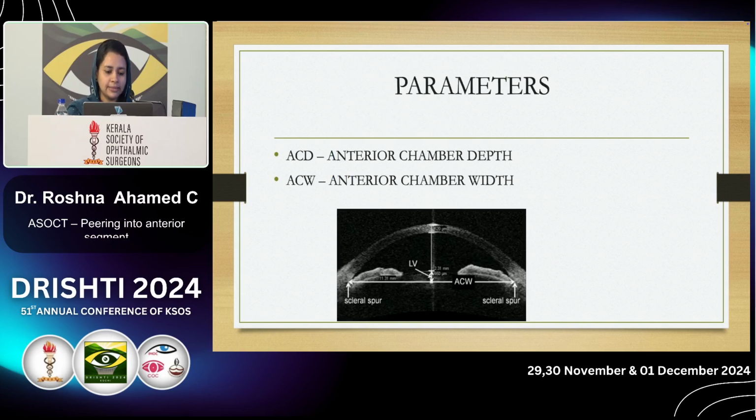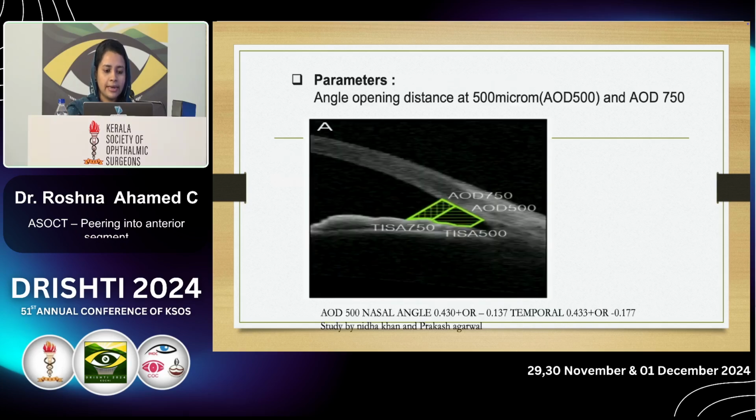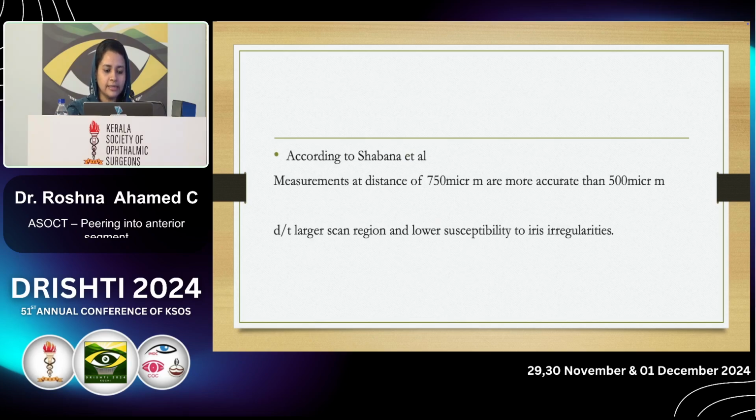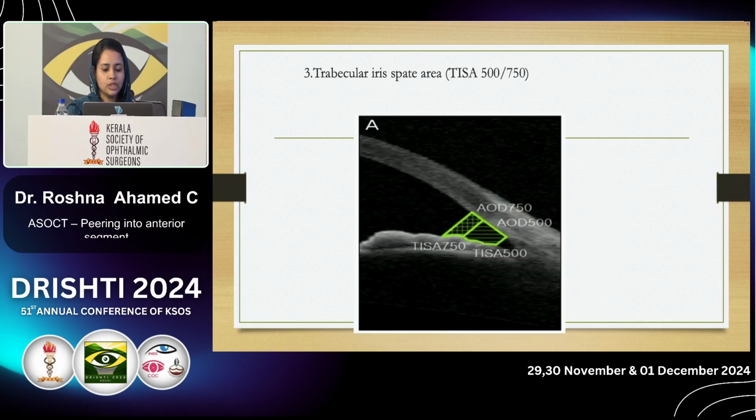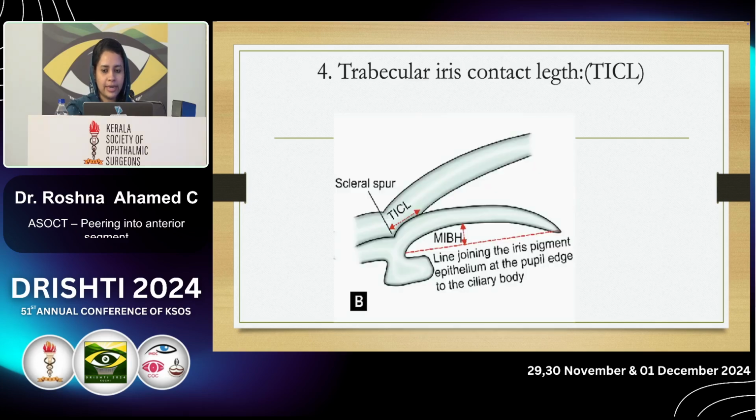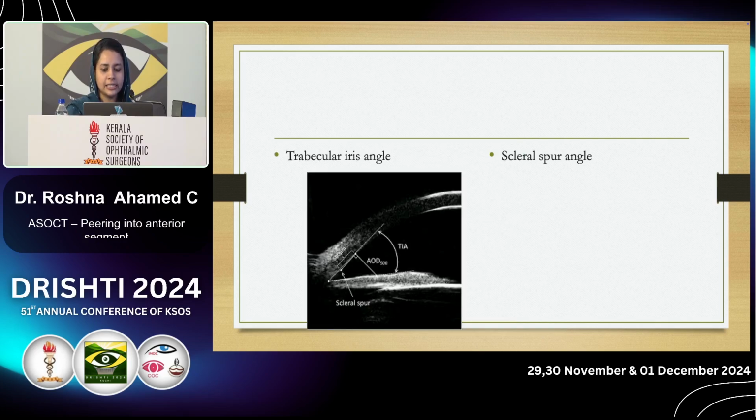What parameters do we look at in ASOCT? First is the anterior chamber depth and anterior chamber width, and angle opening distance at 500 micrometers and 750 micrometers. The Indian study by Nidhi Gan and Prakash Agarwal showed angle opening distance values of 0.430 plus or minus 0.137 and, temporally, 0.433 plus or minus 0.177. According to Shabana et al., measurements at 750 micrometers are more accurate than at 500 micrometers due to the larger scan region and lower susceptibility to iris irregularities. Other parameters are the angle recess area at 500 and 750 micrometers, trabecular iris space area, trabecular iris contact length, trabecular iris angle and scleral spur angle.